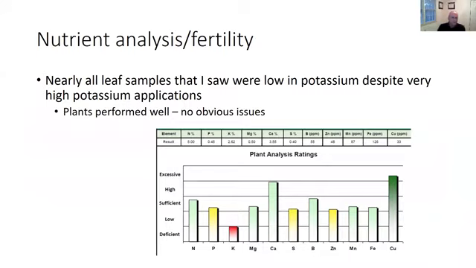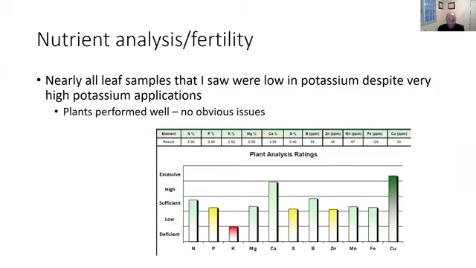One other thing we ran into were nutrient analyses, and a couple of growers were nice enough to share some of their foliar analyses with me. They repeatedly were sending in leaf tissue analysis, and across the board, every single sample that I saw, probably a few dozen in total, were low in potassium. You see this particular sample, potassium is about 2.6%, it's about half that of nitrogen. In this example, the plants looked great.